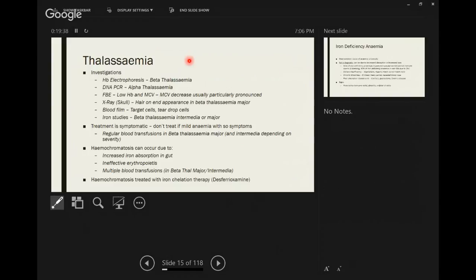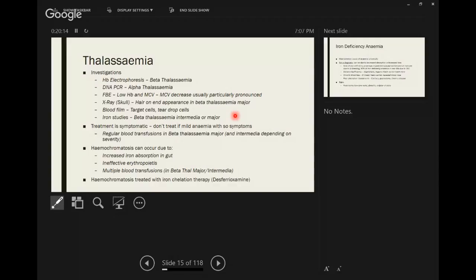You do iron studies in beta thalassemia intermediate or major, because you can get iron overload in them. Treatment is symptomatic, so you don't treat if there's mild anemia with no symptoms. You can get regular blood transfusions in beta thalassemia major because they need them to stay alive, and in intermediate, depending on severity. Maybe if they're going into surgery, you'd give them a blood transfusion beforehand and have extra blood on hand. Haemochromatosis can occur as a side effect because they get increased iron absorption in the gut, as the body's trying to compensate by making more hemoglobin.